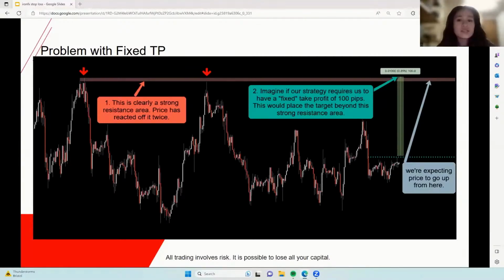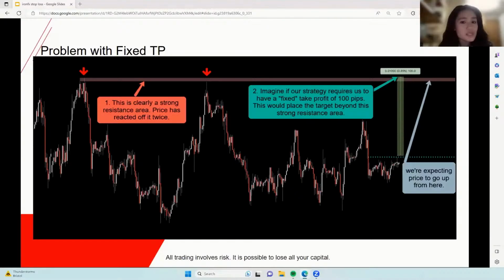So let's take a look at this example together. The red area here shows a strong resistance area because it has multiple swing highs that line up nicely. So if our trading strategy requires a fixed take profit of 100 pips, then we will place the target beyond this strong resistance area, which you can see here. That's what we did here.